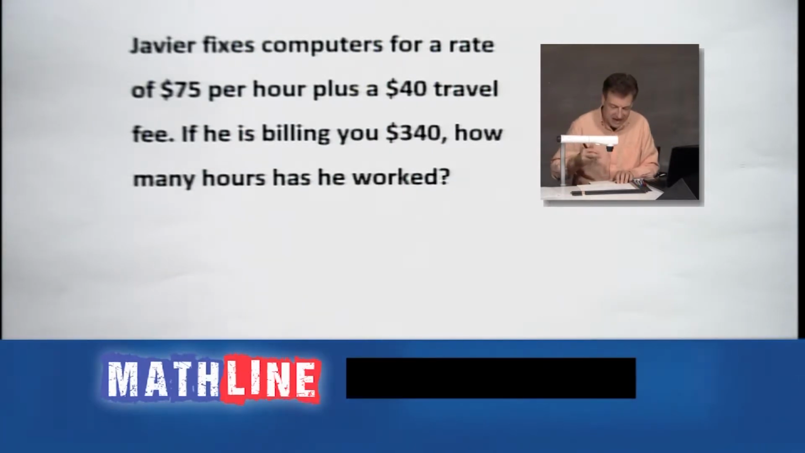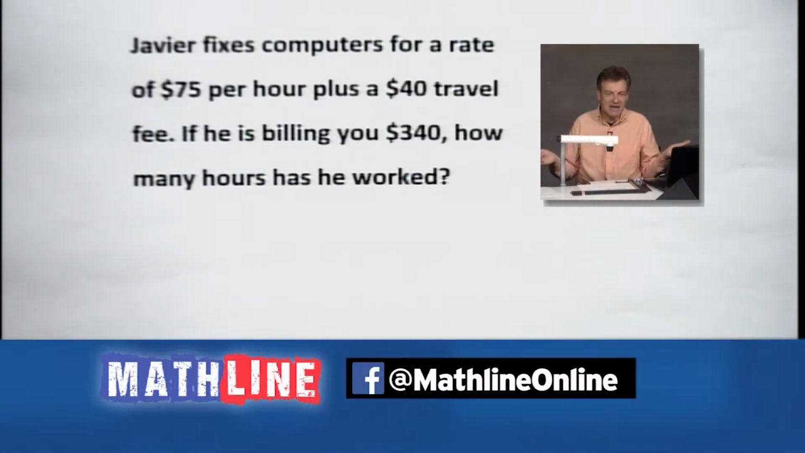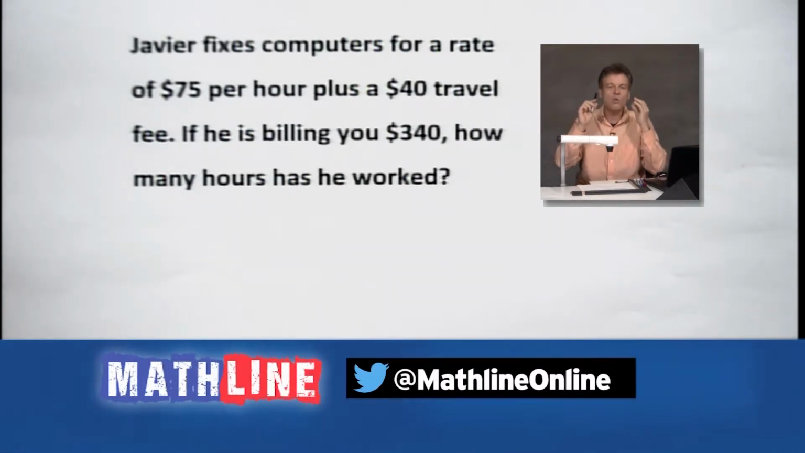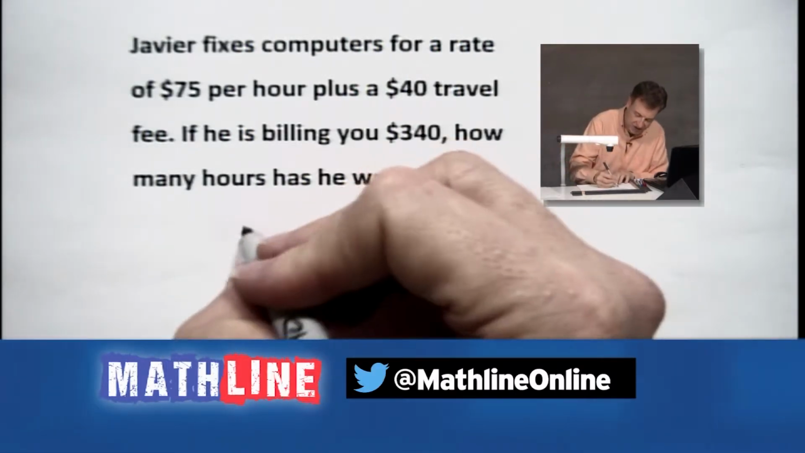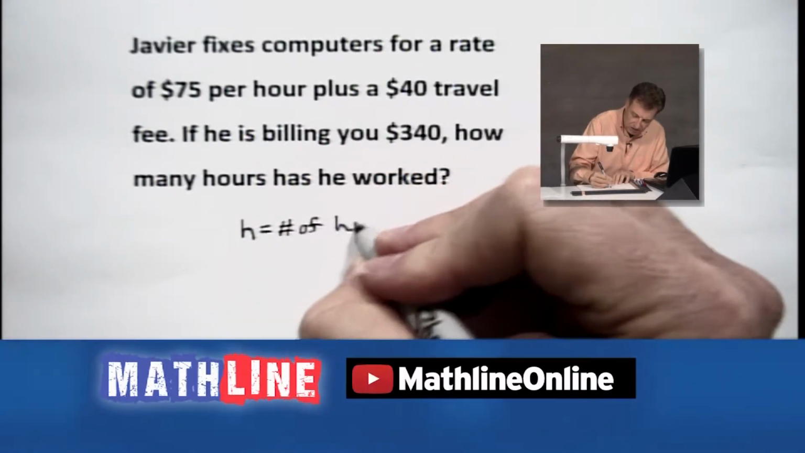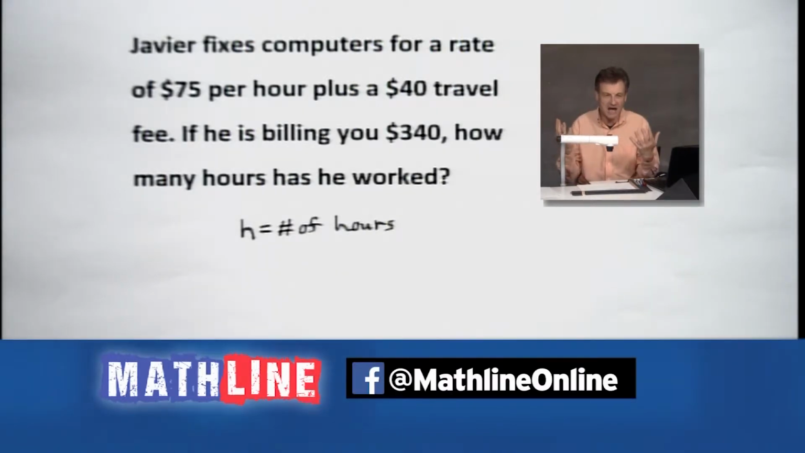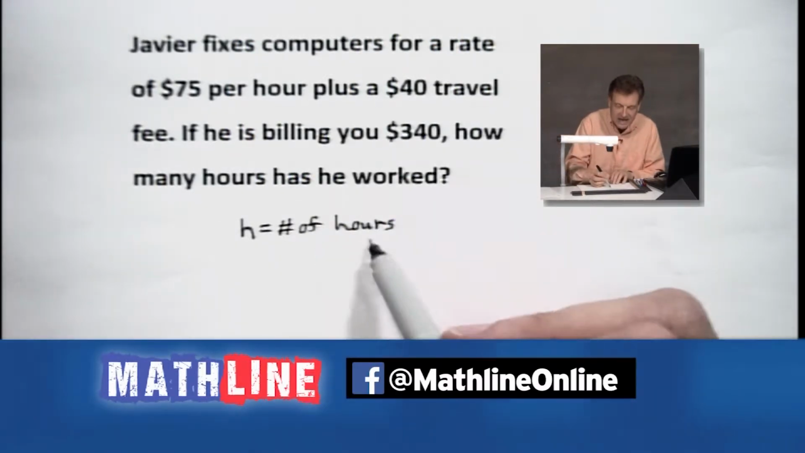But anyway, we're going to take Javier and his billing. He gave you a bill of $340. How many hours did he work for that, all right? So in your mind, I want you to start thinking, what are we trying to figure out? Let's first of all let H equal the number of hours. We always like to define a variable when we're looking at a word problem so we can remember what we're trying to find out, all right? We're trying to find out how many hours.